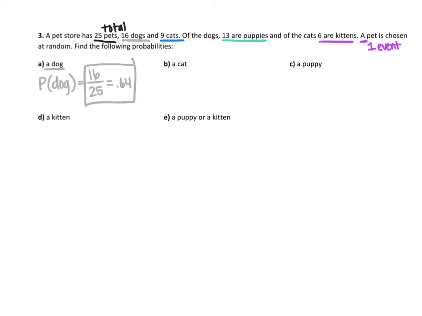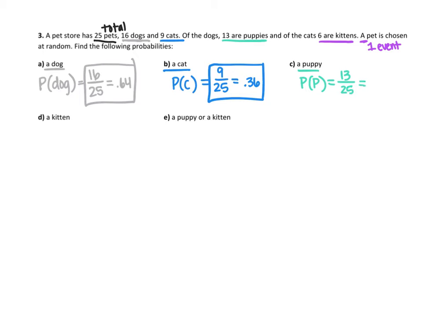All right, so the probability of a cat is going to be 9 out of the 25. That is its most reduced form. So 9 divided by 25 is going to be 0.36. So there's a 36% chance that one of the animals is a cat. All right, a puppy. So the probability of a puppy is going to be 13 out of the 25. That is in its most reduced form, and that's going to be 0.52. So either of those are acceptable answers.